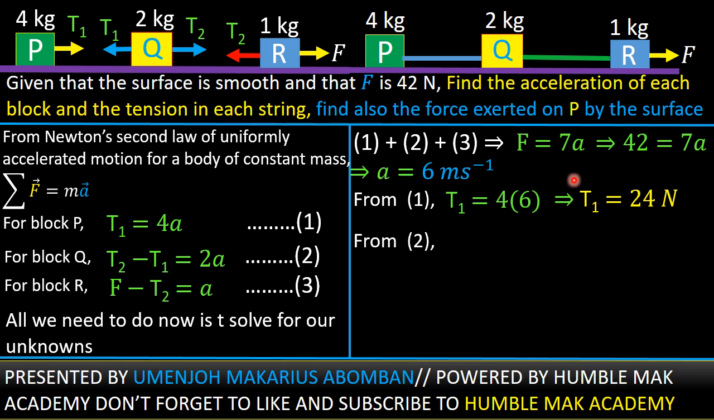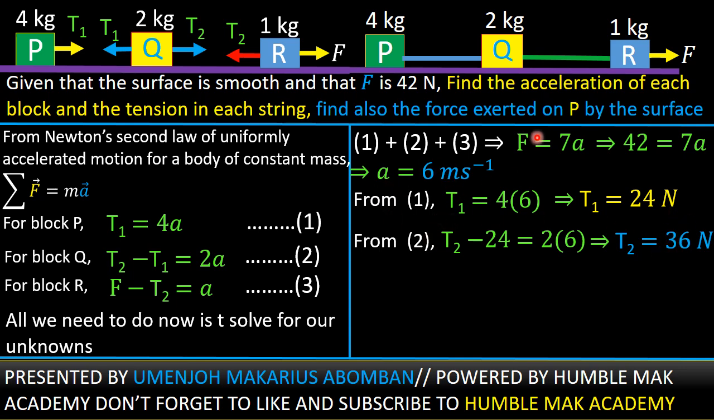Then, guys, from equation 2, we can see that we have T2 minus T1. What is our T2, guys? It's our unknown, right? What is T1? T1 is 24. So we are going to have T2 minus 24 equal to 2 times acceleration, which is 6. So we are going to have 2 times 6, which gives us 12. That therefore implies, guys, when we carry 24 to the right hand side, T2 is 36 newtons. That's the force, that's the tension, T2.